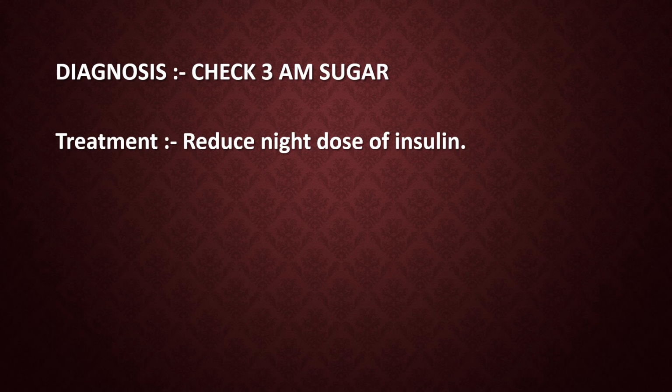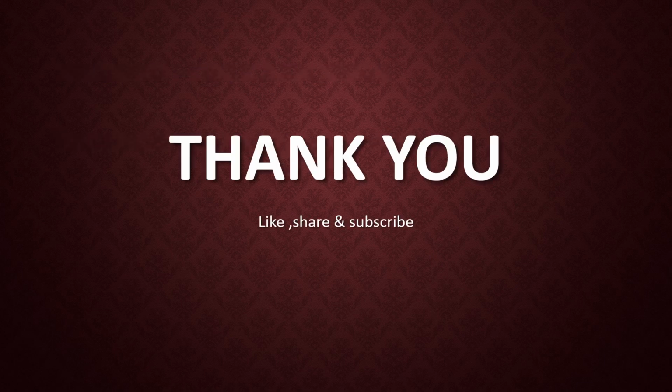Now, how to diagnose a Somogyi effect or phenomenon? For the diagnosis, we have to check the blood sugar level in the midnight, around 3 a.m., which comes as low, or hypoglycemia, in the midnight. As a part of treatment, we have to reduce the night dose of insulin. Normally, when the fasting blood sugar comes on the higher side, the doctor increases the night dose of insulin. But in this case, we have to reduce the night dose of insulin to control the early morning hyperglycemia. Thank you.